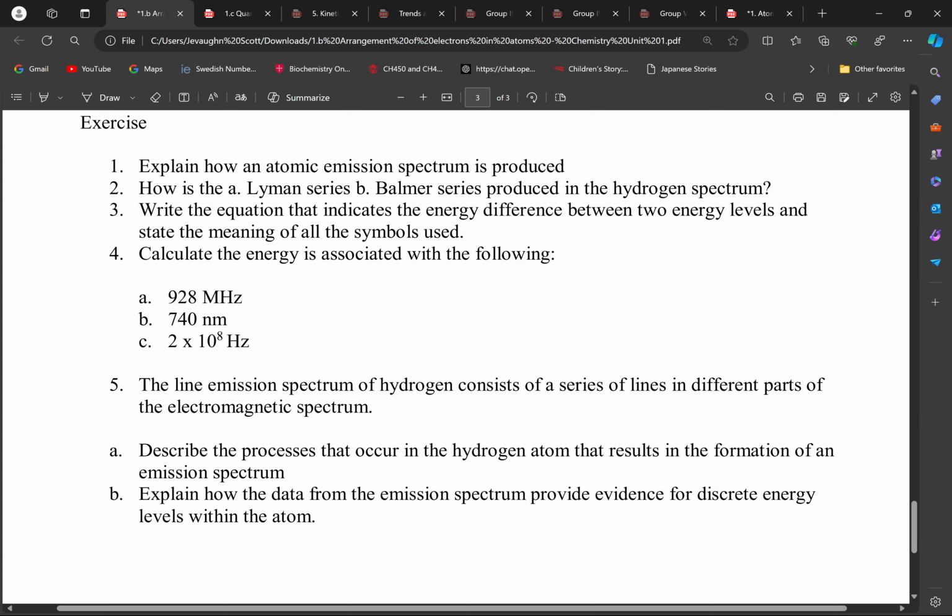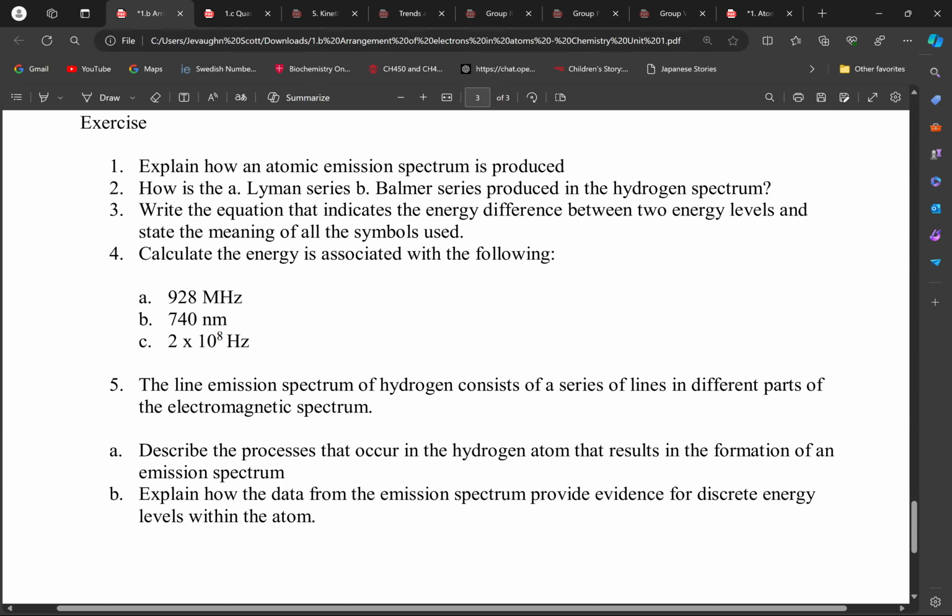How is the Lyman series and the Balmer series produced in the hydrogen emission spectrum? When electrons are excited to higher energy levels, if they fall back, or emit energy so that they return to the first energy level, that will be the Lyman series created. If it falls back to the second energy level, that would be the Balmer series being created.